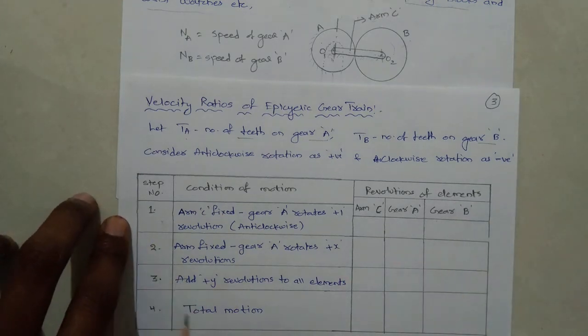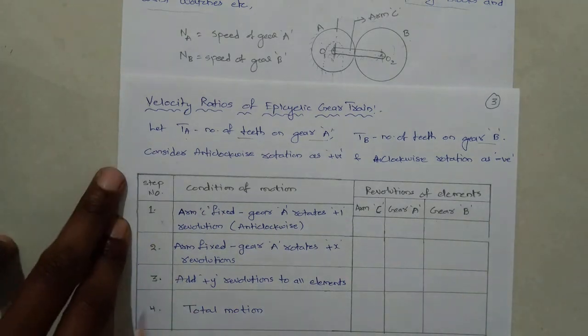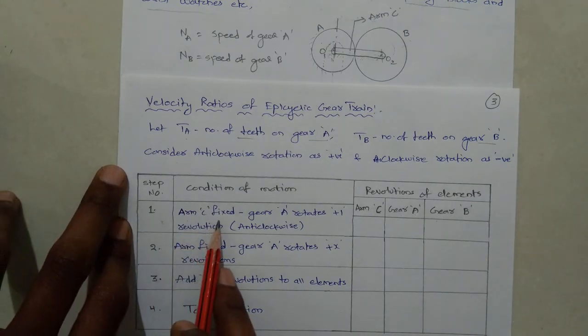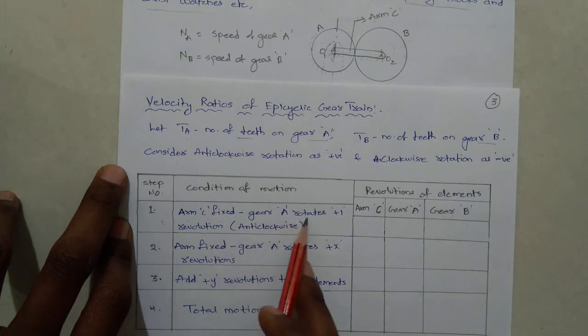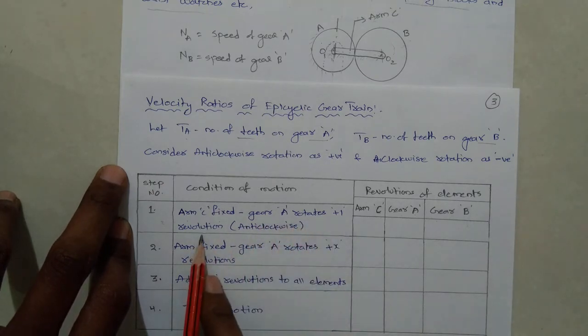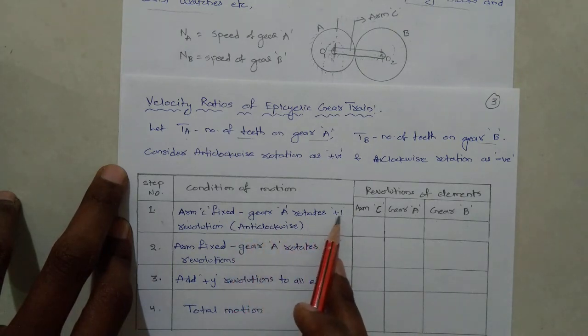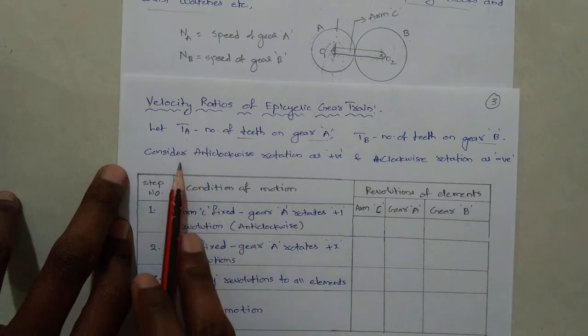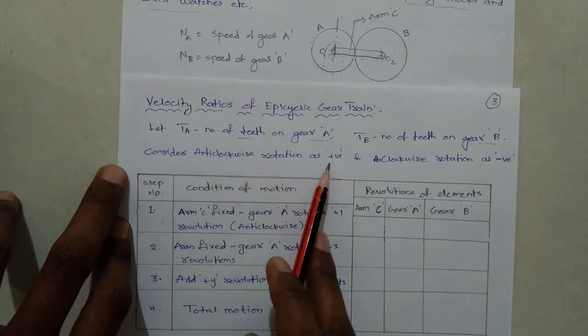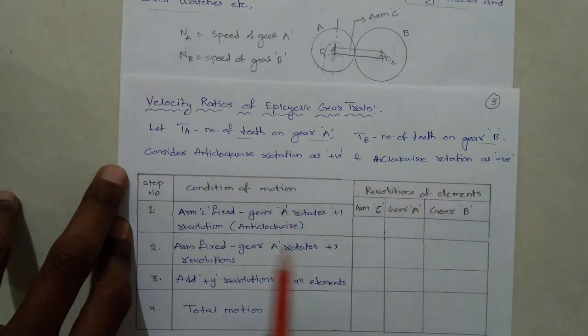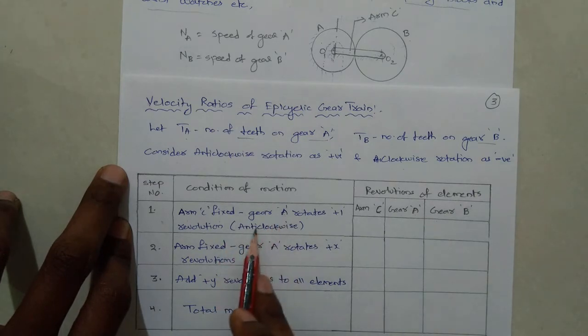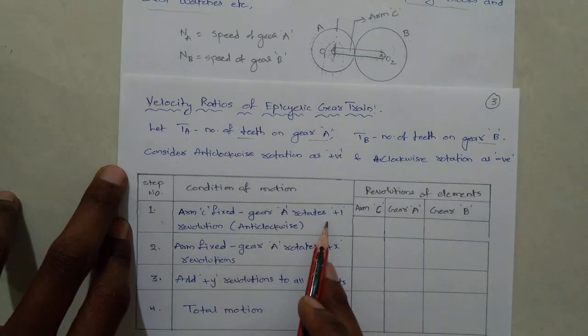So in step 1 you can see arm C is fixed and gear A rotates plus 1 revolution anti-clockwise. He has clearly mentioned anti-clockwise. If it is anti-clockwise, we have to write plus. Why do we write like this? I have considered anti-clockwise rotation as positive and clockwise rotation as negative. That is the reason, as gear A is rotating anti-clockwise, I am writing plus 1 revolution.